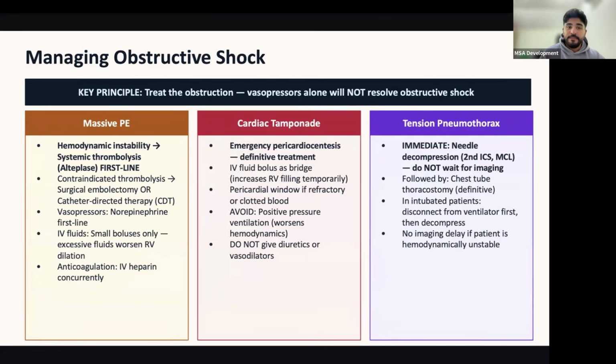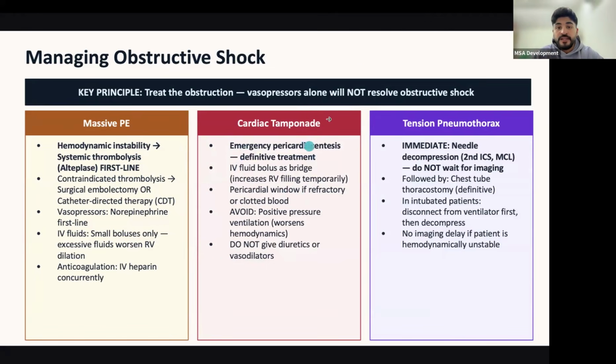In massive PE, the first thing you want to do is give them systemic thrombolysis. And in this scenario, we can give them alteplase. This is your first line, so that's something you want to know. We could also give them anticoagulants like IV heparin. And of course, we give them fluids and norepi.